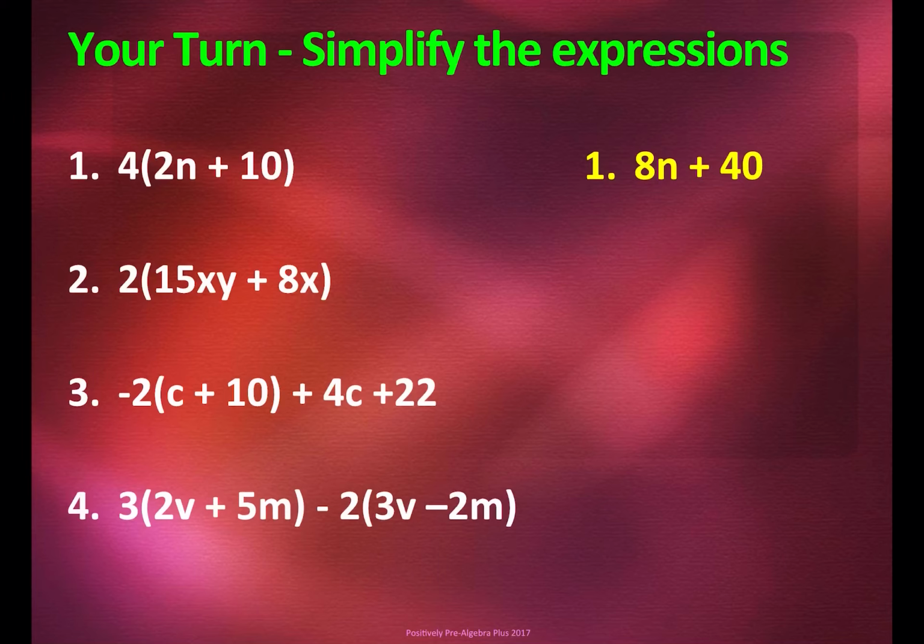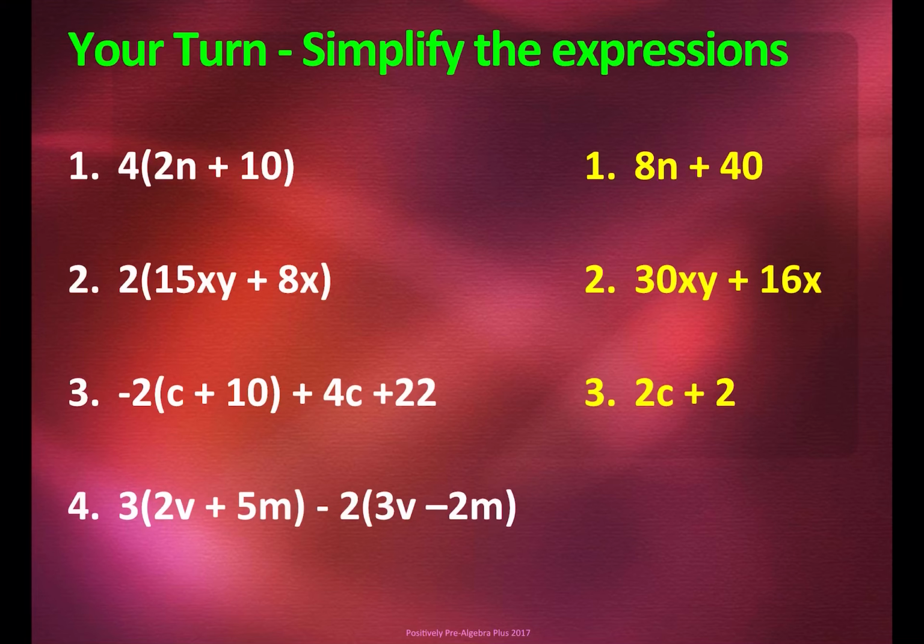And on the next one, I need to give the 2 to the 15xy and 8x. So it's going to be 30xy plus 16x. And the next one, I need to give the negative 2 to the c and the 10. So that would be negative 2c, and then subtract 20, because negative 2 times 10 would be subtract 20, plus 4c plus 22. So then I can combine them, and I end up with 2c plus 2.